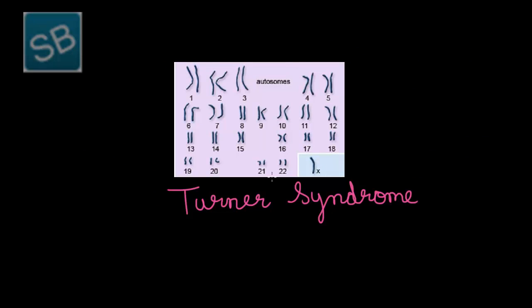This figure depicts the karyotype structure of a person with Turner syndrome. As can be seen, the arrangement of all the autosomes, that is the first 22 pairs of chromosomes, is the same as that in a normal female. But the 23rd pair, that is the sex chromosome, contains only one X chromosome instead of 2, which results in Turner syndrome.